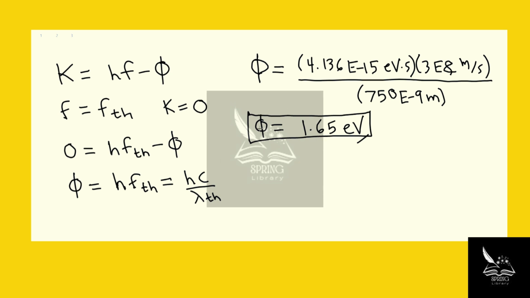So this is the best case for phi. This is what we're asked to solve for. This is the minimum work function for visible light.